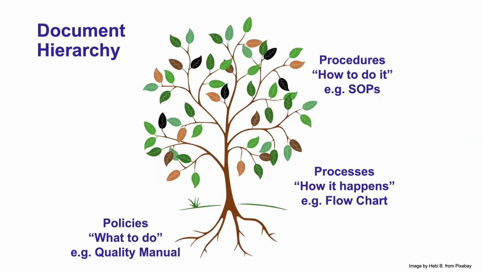So this just highlights what I just explained. This is known as the document hierarchy. So policies, or what we do, are sort of the root of the laboratory. They really form the foundation. They set the tone for the quality system that the laboratory is operating under. Processes represent the trunks. So that's really how it happens. So it's sort of how you get from the processes to the procedures. And then the procedures represent the leaves. So this is really the nuts and bolts of how processes are carried out.